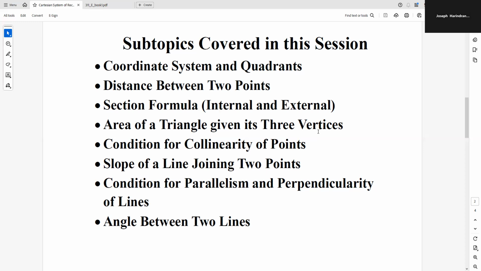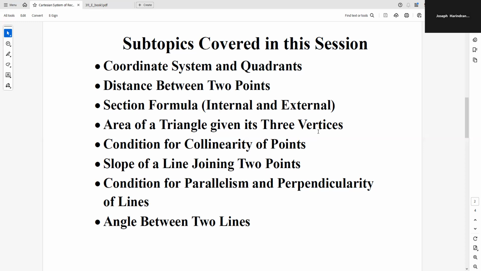Area of a triangle given its 3 vertices. There's a formula for that, and we will see that. Condition for the collinearity of points. Collinear means 3 points lying in a straight line. If you're given 3 points, you have to check whether the 3 points lie on the same straight line. That is called collinearity of points. There is a condition for that, and we will see that.